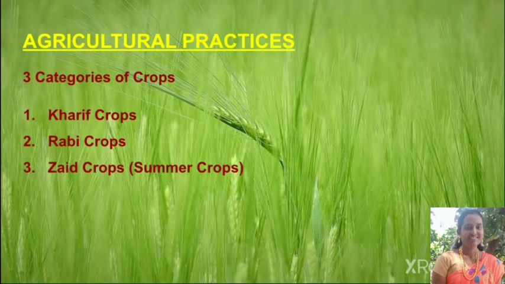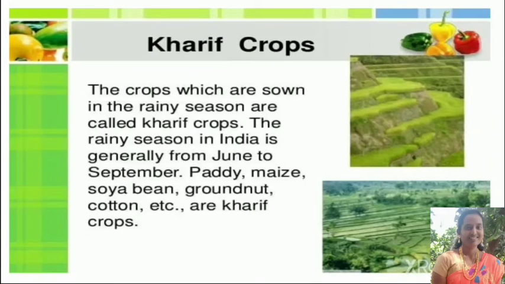Agriculture is the backbone of our country's economy. Three categories of crops are grown in our country. They are kharif crops, rabi crops, and zaid crops or summer crops. The first one is kharif crops. Kharif crops are the crops which are sown in the rainy season, that is from the month of June to September. Those crops are called kharif crops. Example, paddy, maize, groundnut, etc.